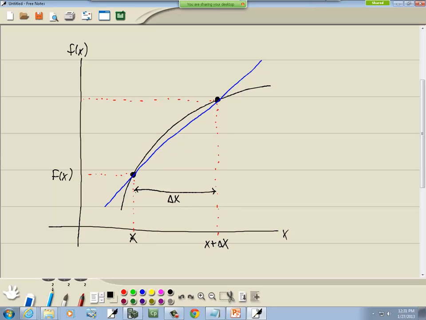Remember what we did here. You take whatever you got down here and you plug it into your f of x. So we're going to take whatever we got down here and plug it into our f of x. So this is going to be f of x plus delta x. Okay, so now we've got 2 points. This one right here is x, f of x. This one up here is x plus delta x, and then f of x plus delta x. So we've got 2 points now.